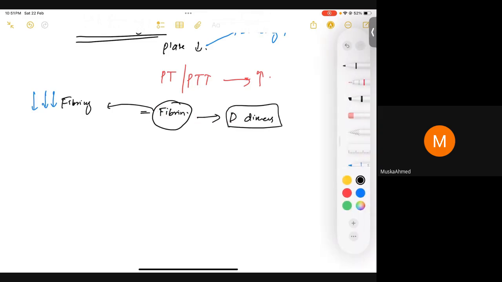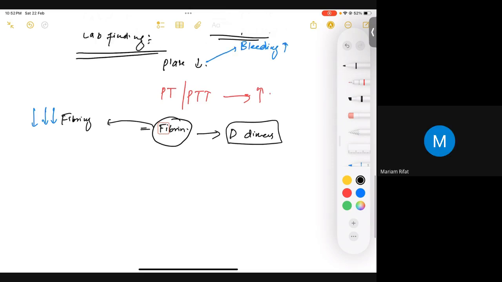So in the lab findings, what would be the concentration of D-dimers in case of DIC? What do you think? Increased. D-dimer levels will be increased because of degradation of the fibrin. Okay, that's perfect, right? So this was all about lab findings.